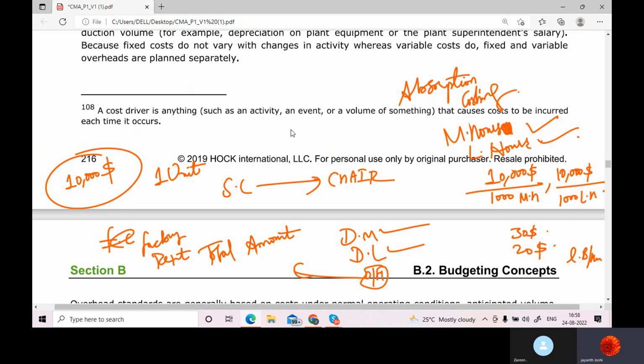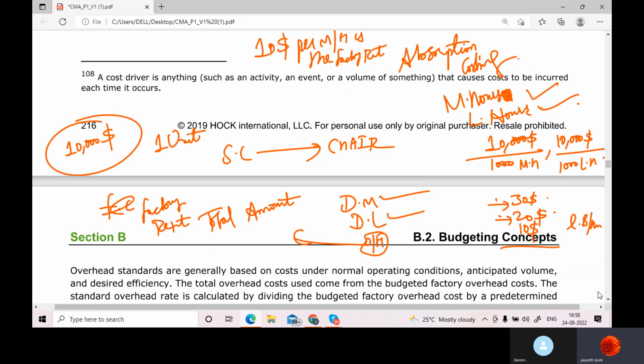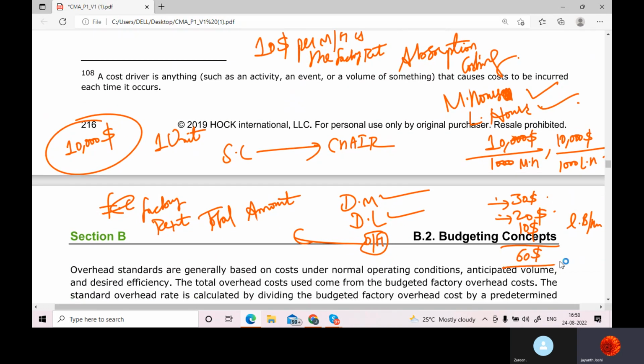So how it goes? Then you get $10. So $10 per machine hour is the factory rent. That means if 1 hour the machine works, $10 is what you're going to spend. 1 hour if a labor works, $20 is what you're going to spend. One chair if you're making, $30 of raw material you require. So you have raw material, you have labor, and then you have $10 of overhead. Altogether, one chair is costing you $60. This is the quote.